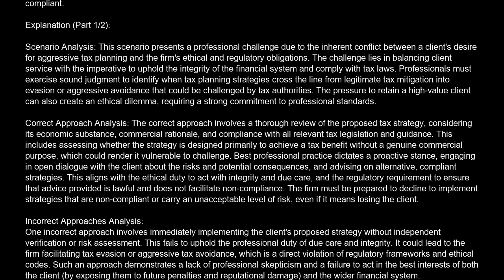Incorrect approaches analysis. One incorrect approach involves immediately implementing the client's proposed strategy without independent verification or risk assessment. This fails to uphold the professional duty of due care and integrity. It could lead to the firm facilitating tax evasion or aggressive tax avoidance, which is a direct violation of regulatory frameworks and ethical codes. Such an approach demonstrates a lack of professional skepticism and a failure to act in the best interests of both the client, by exposing them to future penalties and reputational damage, and the wider financial system.